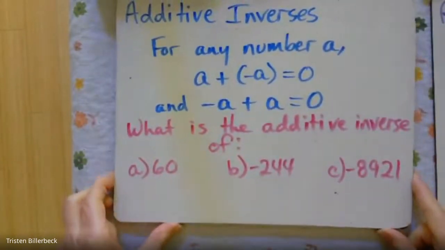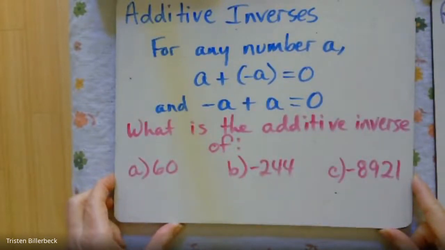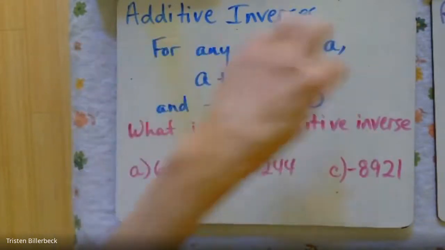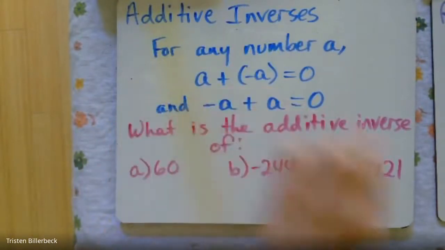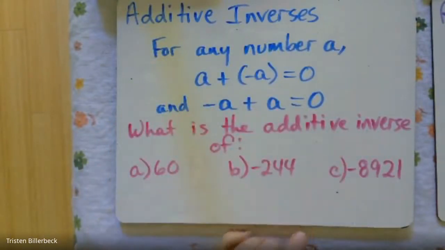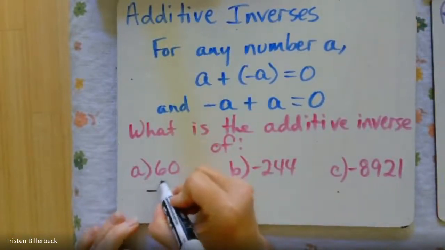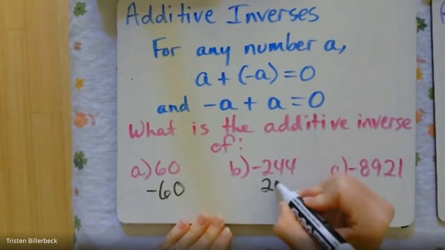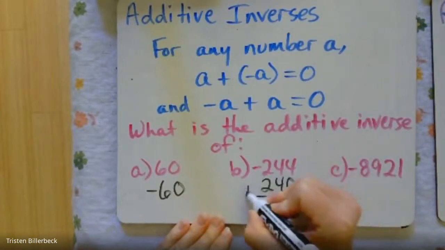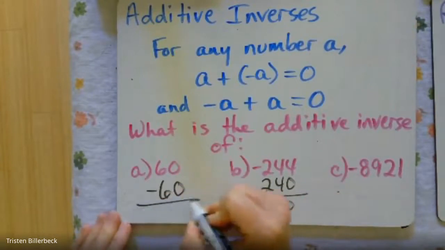Let's talk about additive inverses. For any number a, a plus negative a is 0, and negative a plus a is 0. What is the additive inverse of 60? Let's think about that. It would just be negative 60. And what's the additive inverse of negative 244? That's just 244, because when we add that together, we get 0.